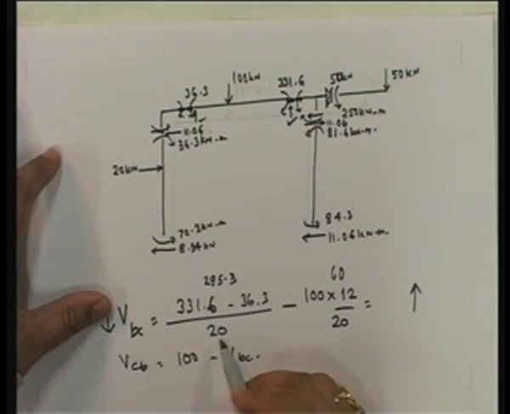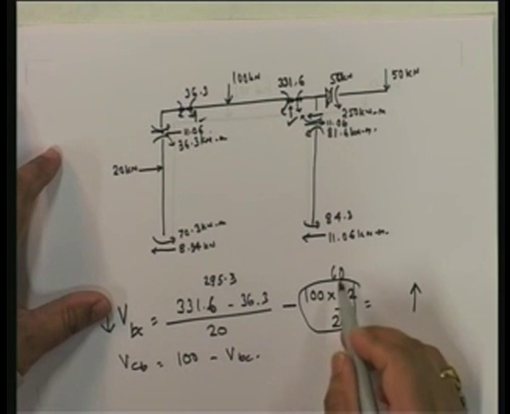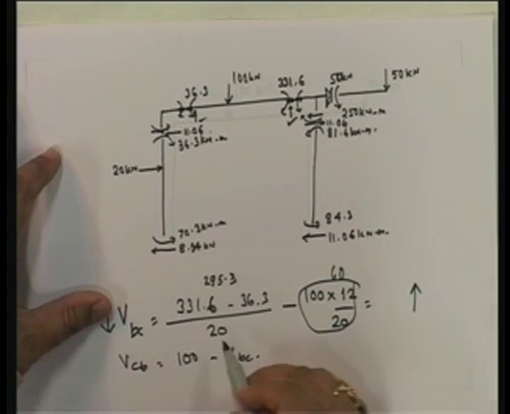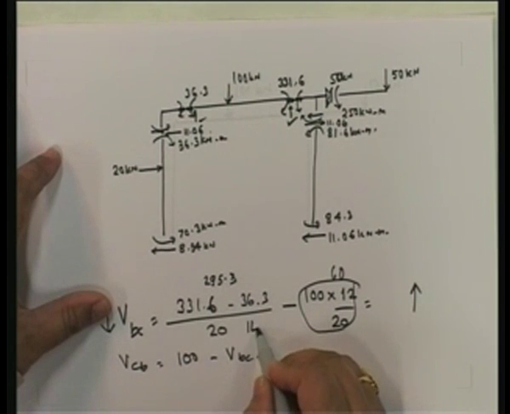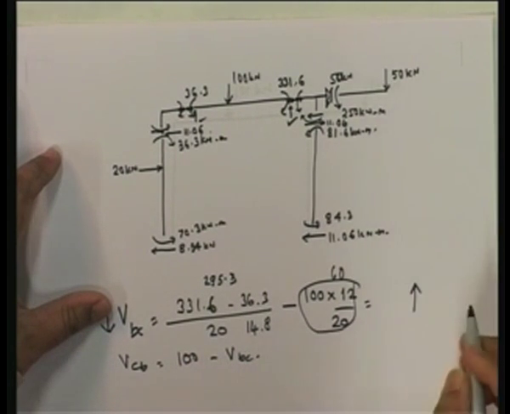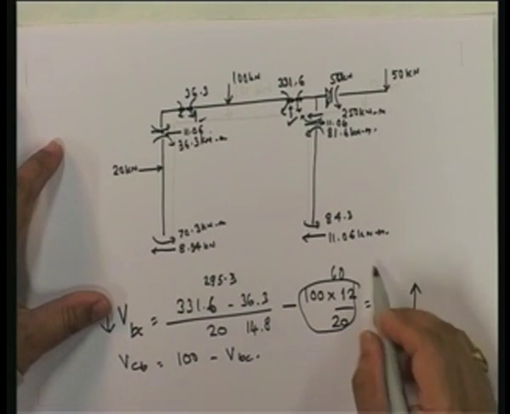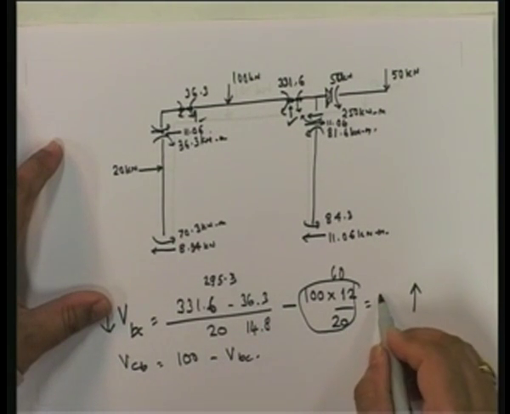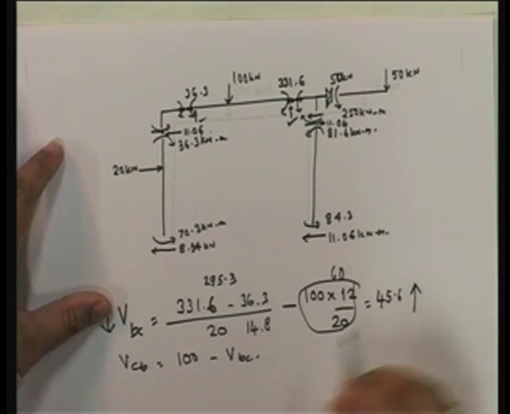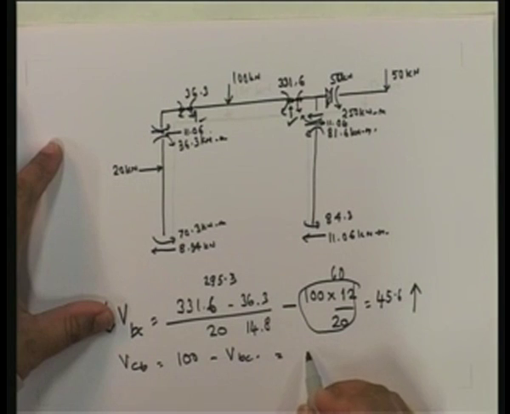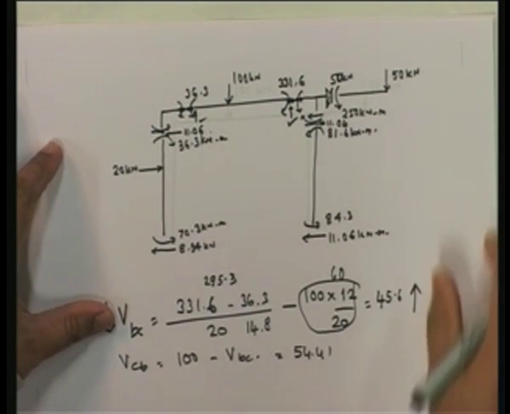295.3 upon 20, this is 60, so this is going to be equal to 60 upon, here you have 14.8, so 14.8, 60 is going to be equal to, upwards, 45.6, so this is going to be equal to upwards 54.4.